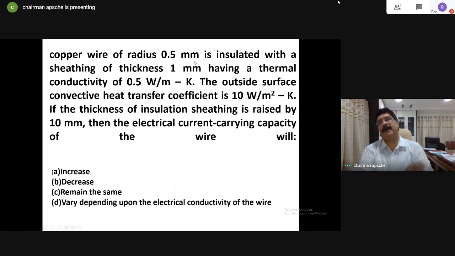A copper wire of radius 0.5 mm is insulated with a sheathing of thickness 1 mm having a thermal conductivity of 0.5 watts per meter Kelvin.